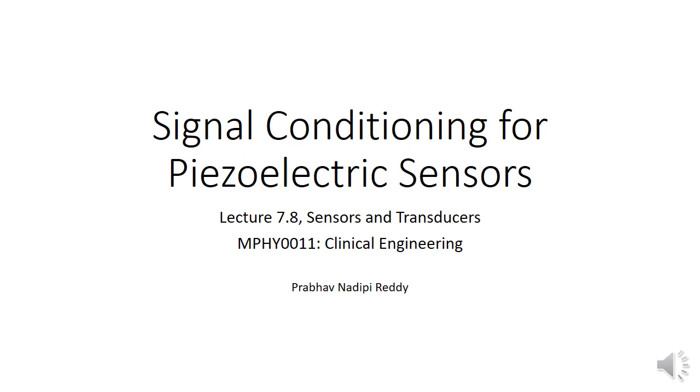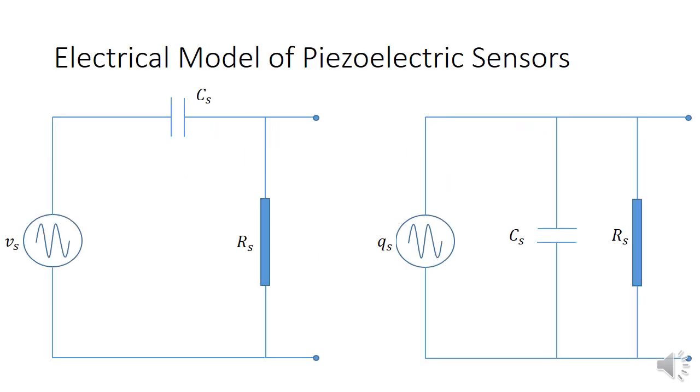Hi, in this video we are going to start looking at signal conditioning for piezoelectric sensors. If you remember, in the previous videos we talked about the electrical model of piezoelectric sensors, and we basically talked about the fact that piezoelectric sensors can be represented in two different ways. On the one hand, we can represent piezoelectric sensors as a voltage source, and the capacitor and the leakage resistance of the piezoelectric crystal appear like this.